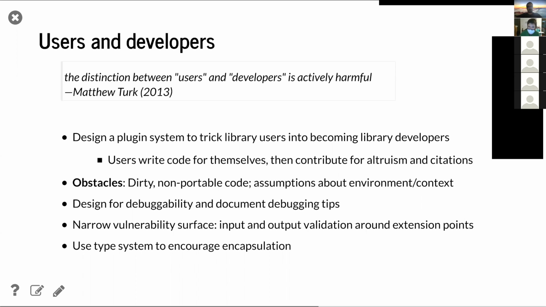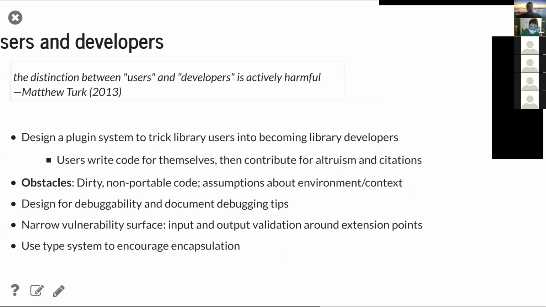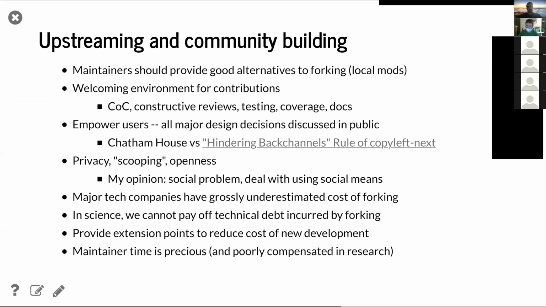Designing for debuggability, having debugging tips be well documented, and a lot of input and output validation can help a lot in making it so that when the user first gets their working code, it's actually not so far from what would be acceptable library code, and they'll be willing to work through a code review. Of course, you have to be responsive in the code reviews.